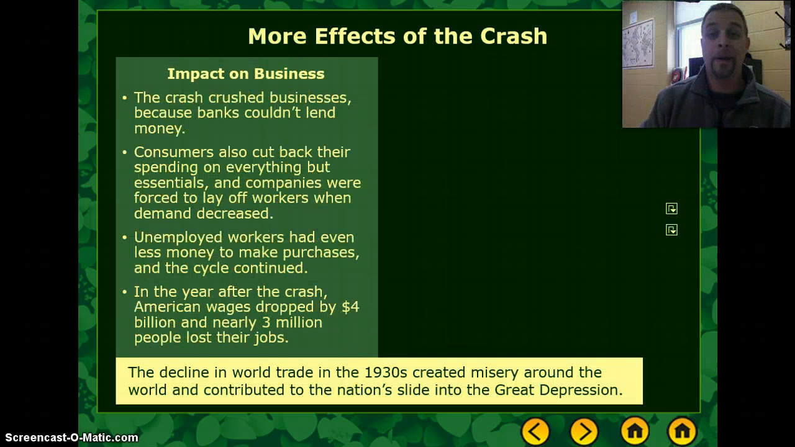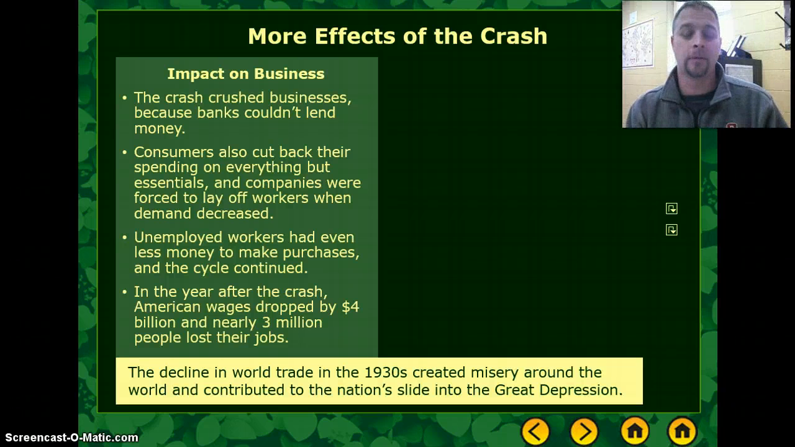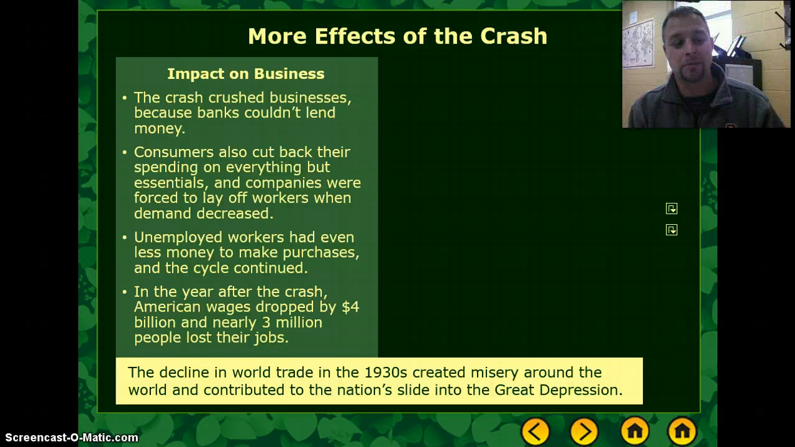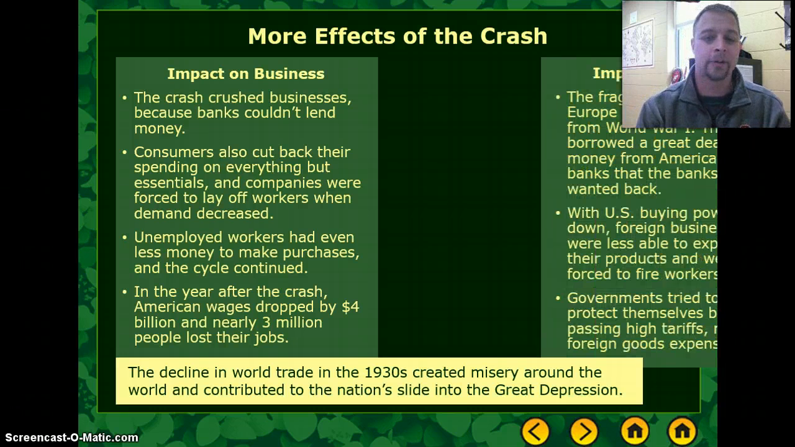So banks cut off lending, they fail, and as a result, businesses can't get loans from the banks to expand and grow. So businesses begin to be crushed by this crash. Consumers begin to cut back on their spending on everything but the essentials. So companies had to lay off workers because of decreased demand. Unemployment led to even less demand, and it creates this cycle that continues for really over a decade. In the year after the crash, American wages dropped by $4 billion and almost 3 million people lost their jobs.